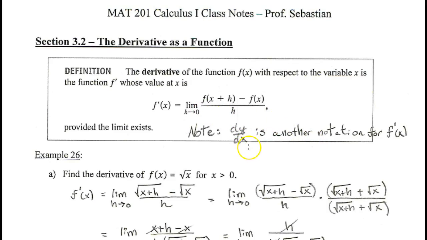I also want to point out that the author starts using some other notation for this f prime of x. So this notation, dy dx. It looks like a fraction, dy divided by dx. You just say it as dy dx. That's simply another notation for f prime of x. It's just another way to write that. There will be a reason that we use that notation later, but for now, just think of it as another notation.